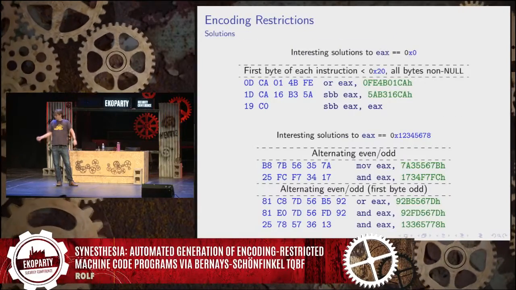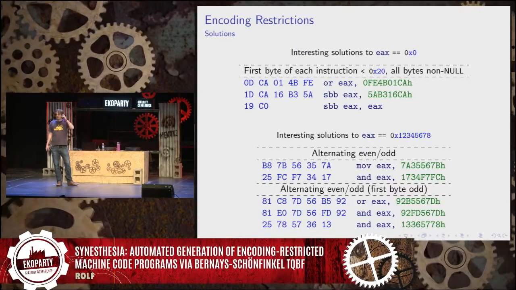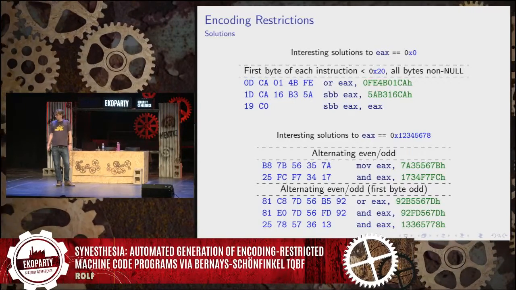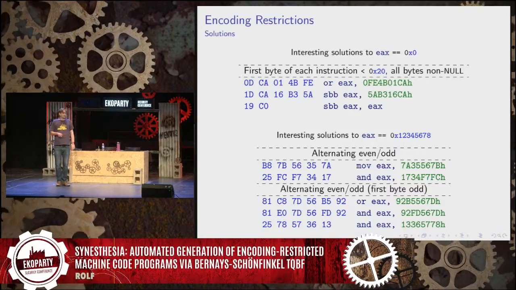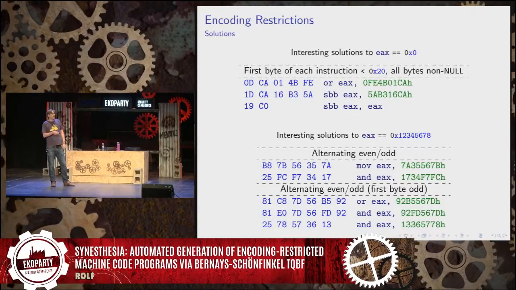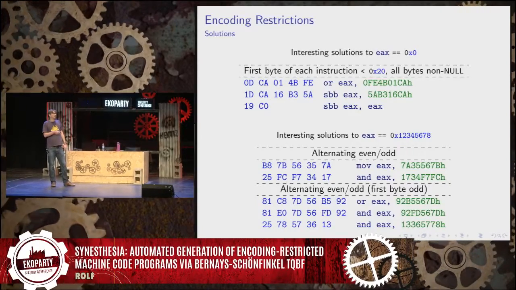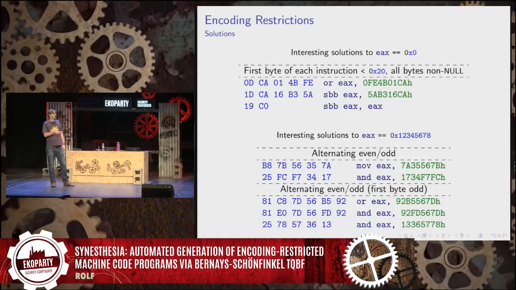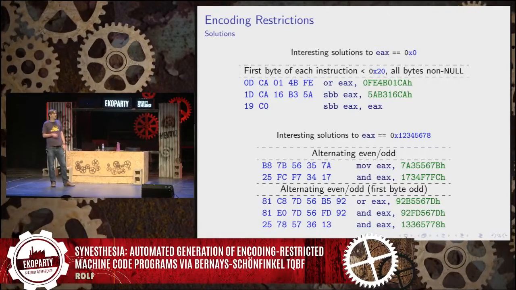Okay, so anyway, here's some real-world solutions to some of these constraint problems that I've just described. This one was kind of interesting. Here I'm looking for a solution to set EAX to 0, and I said the first byte of each instruction is less than 20 hexadecimal, and that all bytes are not 0.